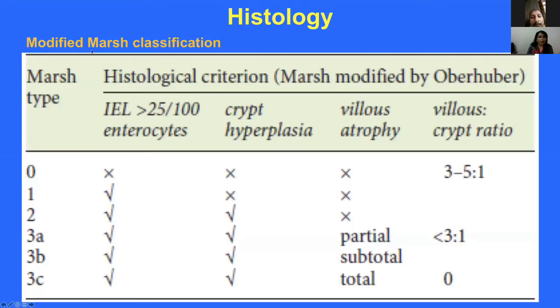This is the histology, or modified Marsh classification, which has been used, in which we see intraepithelial lymphocytosis. The level should be more than 25 cells per 100 enterocytes. The second is the crypt hyperplasia, which is seen in patients with celiac disease. Then comes the villus atrophy and villus crypt ratio. In the normal population, this is 3 to 5:1. When there is partial villus atrophy, this ratio decreases. And when there is total villus atrophy, this ratio becomes almost 0. So the totally flat mucosa is seen in patients with celiac disease with florid manifestation.